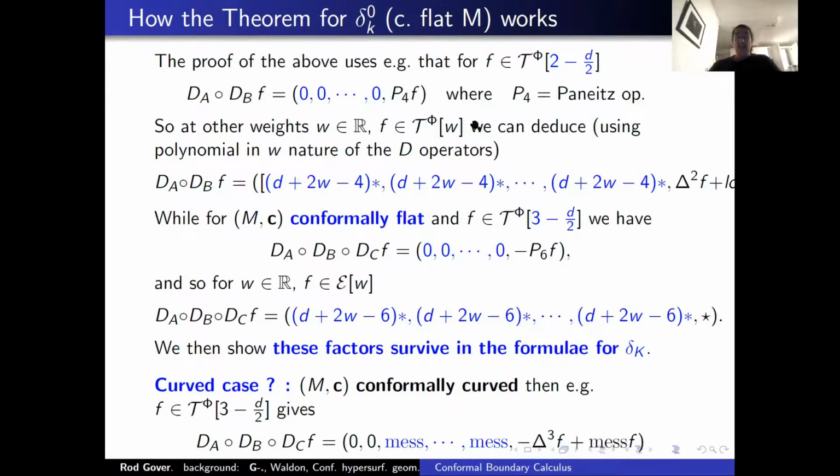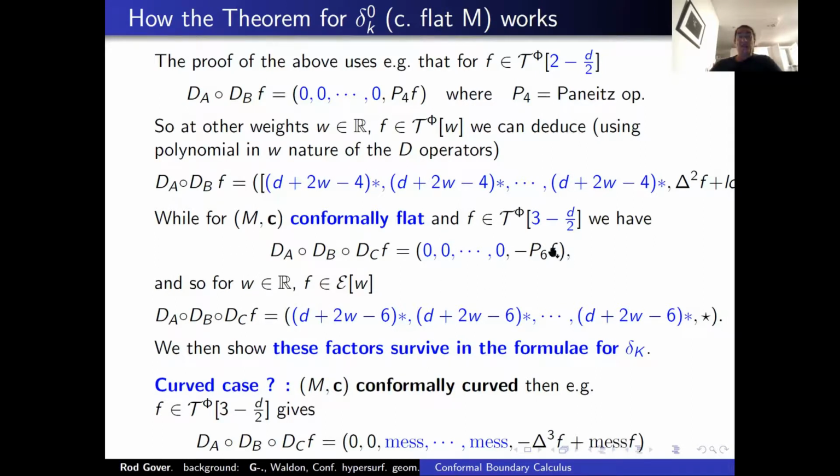So now, because everything is polynomial in the dimension and the weight in a way that you can define, you use a sort of basis of invariants and operators. That means that when you write this down at other weights, and at a sort of general weight and dimension, there must be this factor d plus 2w minus 4 in all of these places where the zeros were, right? Because of the polynomiality.